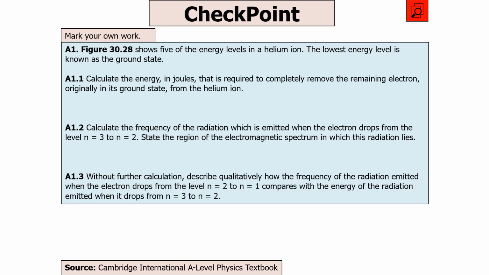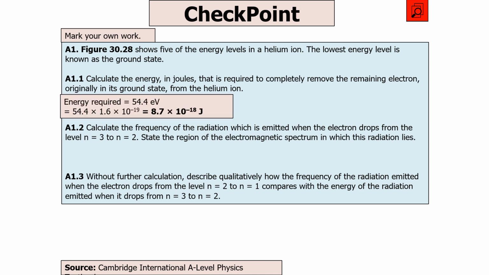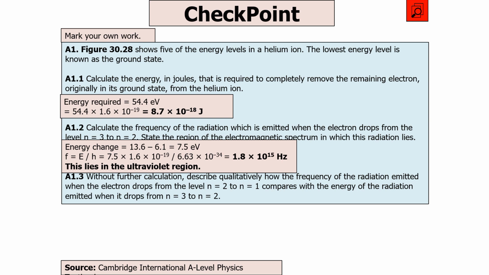Right, in this first one, you've just got to look at the difference from the ground state up to 0. So therefore it's 54.4 eV. Turn that into joules by multiplying by 1.6 times 10 to the minus 19, and it's 8.7 times 10 to the minus 18 joules. For this next one, to see the energy emitted, you've got to find the difference in the two energy levels. So you get 7.5 eV.